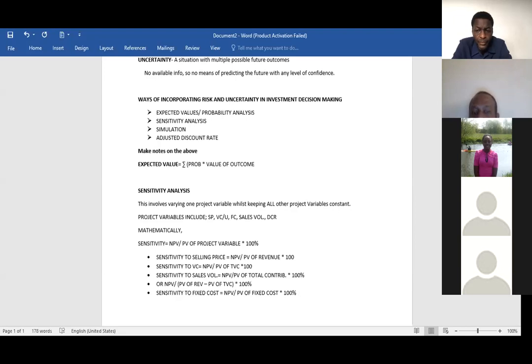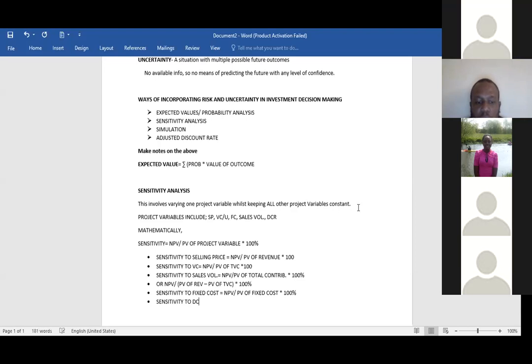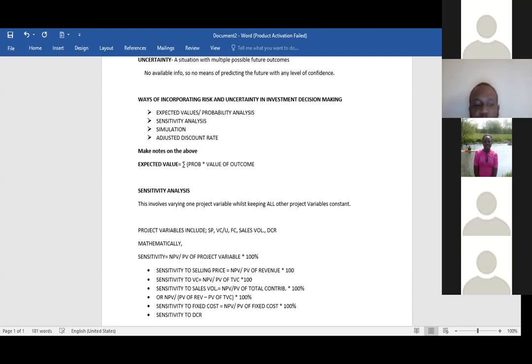Now, the final thing is sensitivity to discount rate. Something that I did not emphasize clearly is that sensitivity measures how a change in a project variable would affect the net present value.